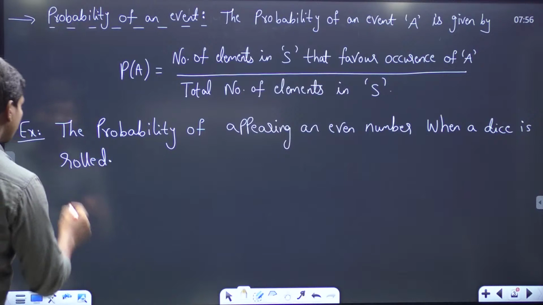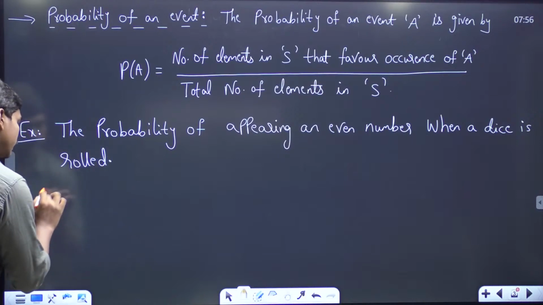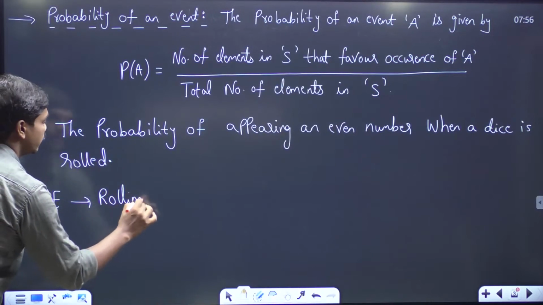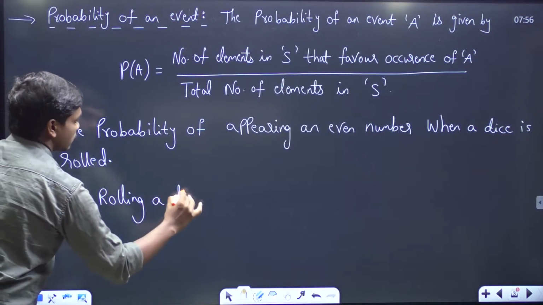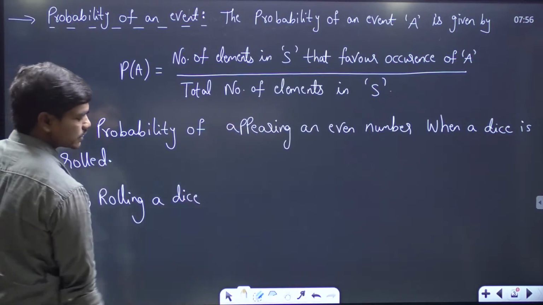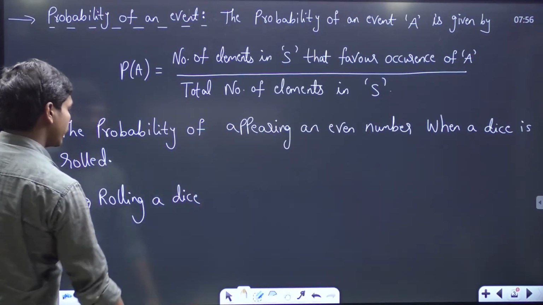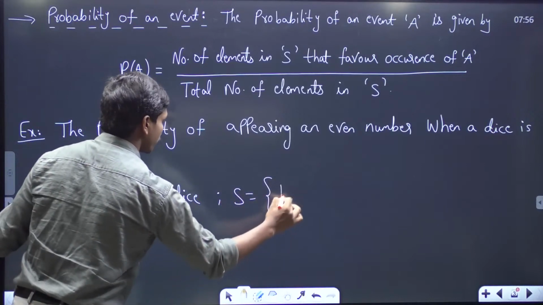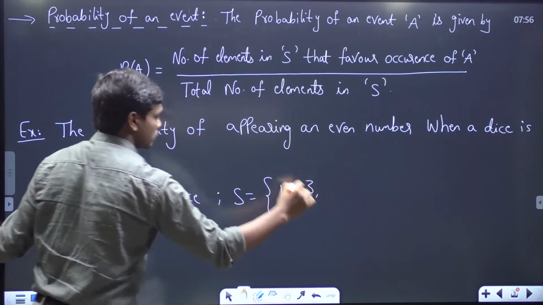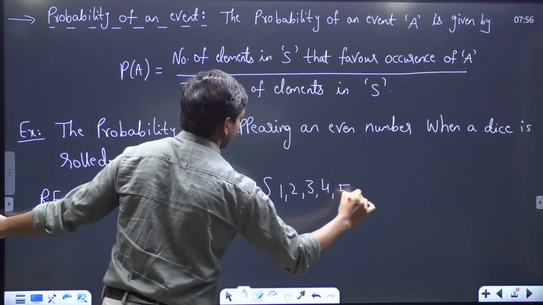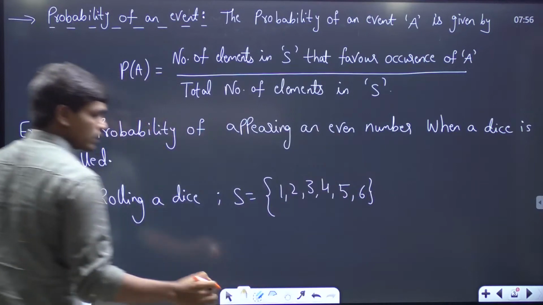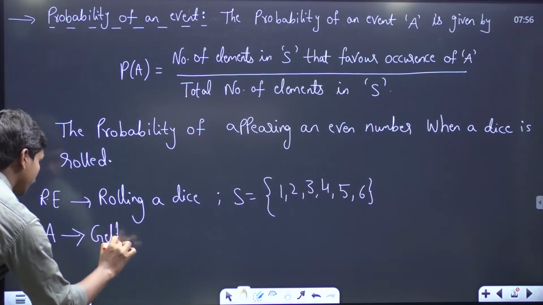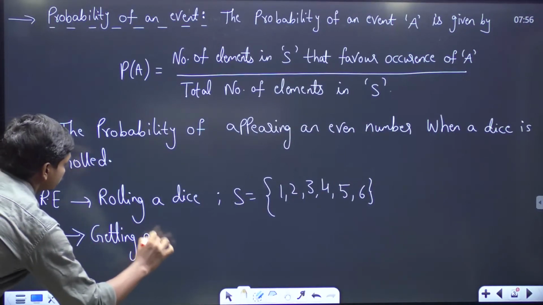So now write: the random experiment is rolling a dice. Of course, a single die. Otherwise, I could have stated a pair of dice or 3 dice, something like that. But if I'm mentioning only die, it's 1 die. So the random experiment is rolling a dice. What is the sample space for this random experiment? 1, 2, 3, 4, 5, and 6. Correct? Now, A is the event of getting an even number.